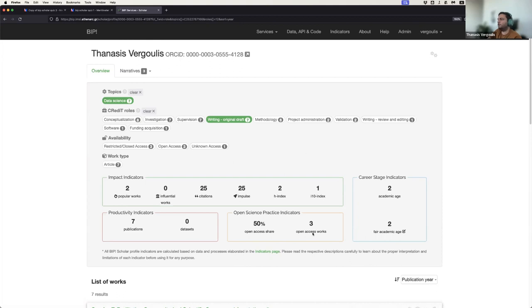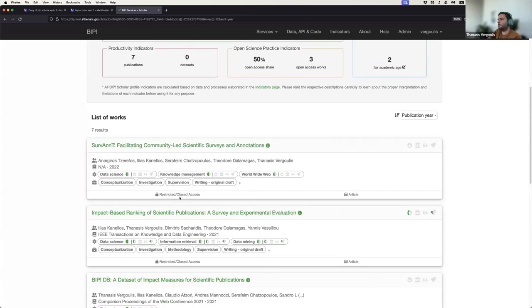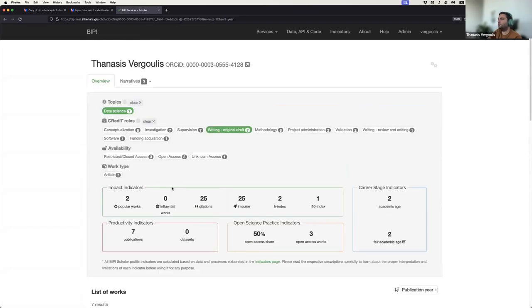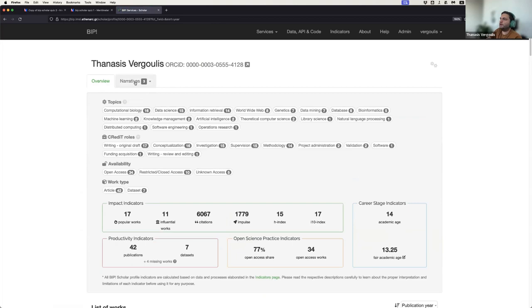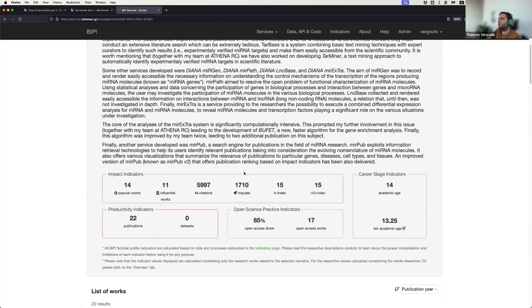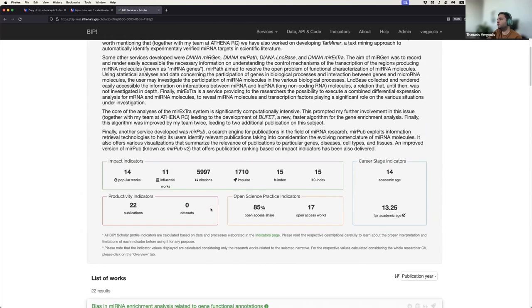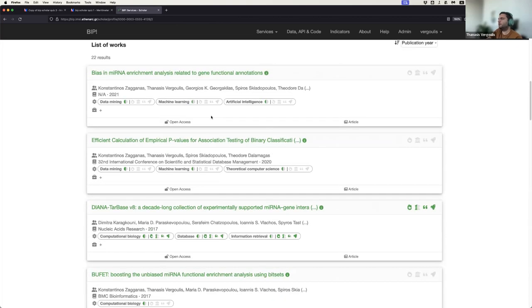So every indicator is calculated on the fly based on the list of works that the filters keep in the list of works. And of course, you can then clear the filters and see again the whole picture. And going to the narratives, here I have created one public narrative that describes a particular line of work. You can see the indicators based on this particular narrative, based on the works that contribute to this particular narrative.